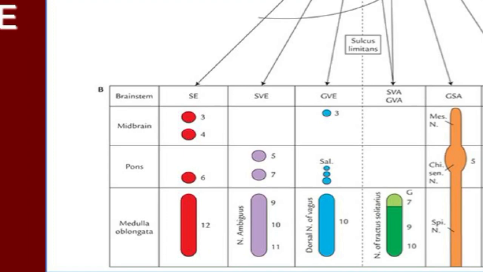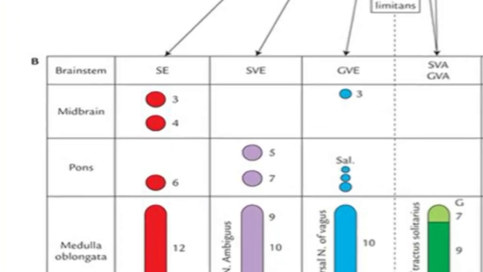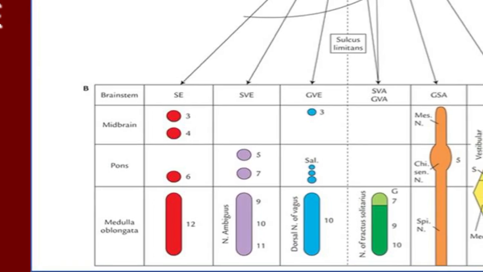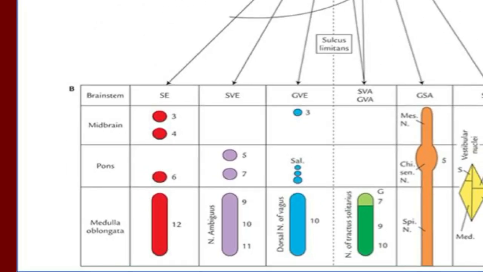Then SVE. Once you hear the term SVE, the next thing that should come to your mind is pharyngeal arches. So what are those structures? The motor nucleus of trigeminal, the motor nucleus of facial, and 9, 10, 11 you find together represented as nucleus ambiguus in the medulla. Now the third component, blue, that is GVE, general visceral efferent. What is the next word that should come to your mind once you think of GVE? It is that part that is concerned with preganglionic parasympathetic outflow.